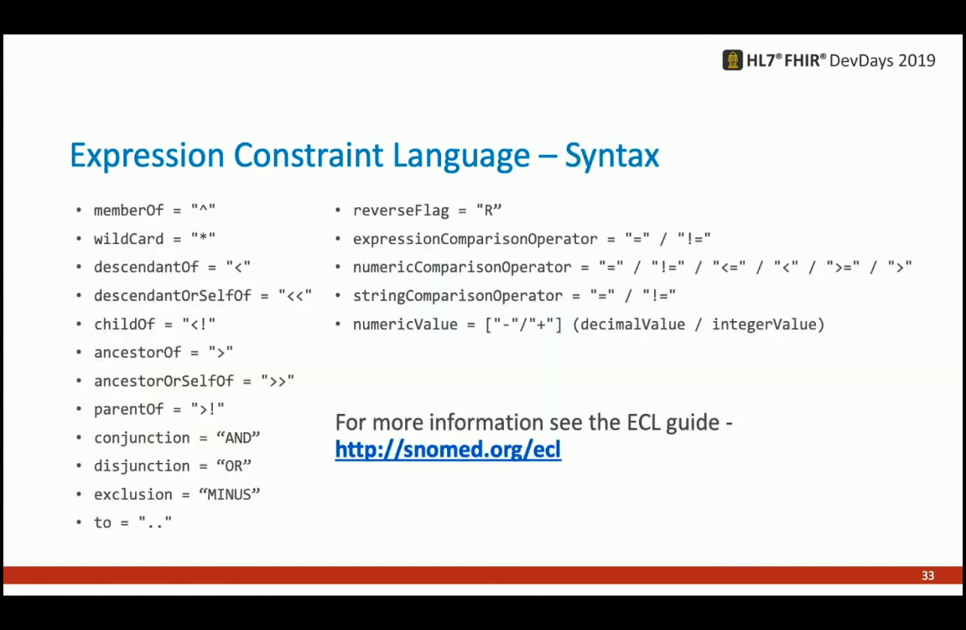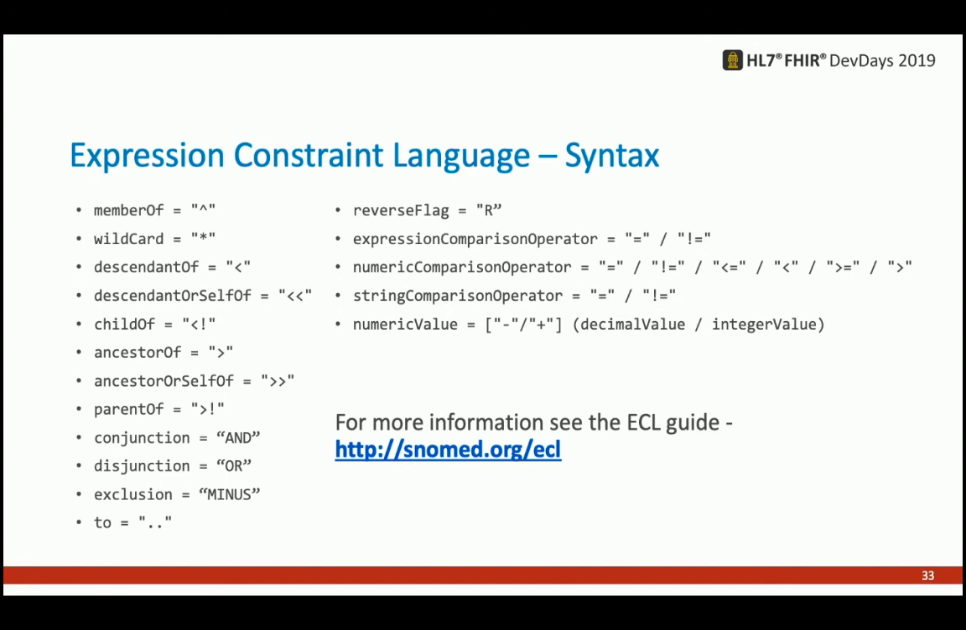There's a load of syntax in here. I've talked about some of these: descendant of, descendant or self of, parents of. You can do conjunction, disjunction, exclusion. So you can build up quite powerful queries to really produce analysis, but also to restrict what your users work with. And there's a full guide in the SNOMED documentation that gives you a lot of information about this. I'd recommend having a look at that.